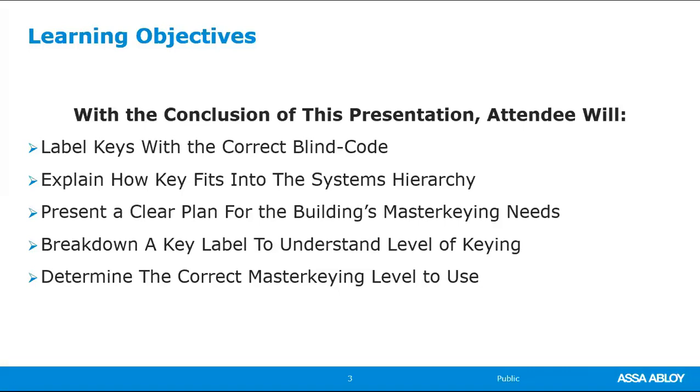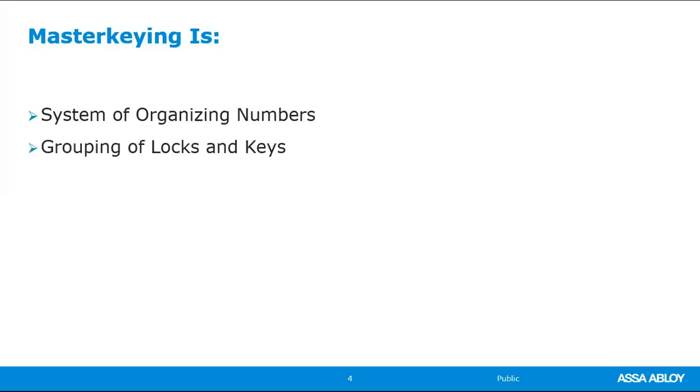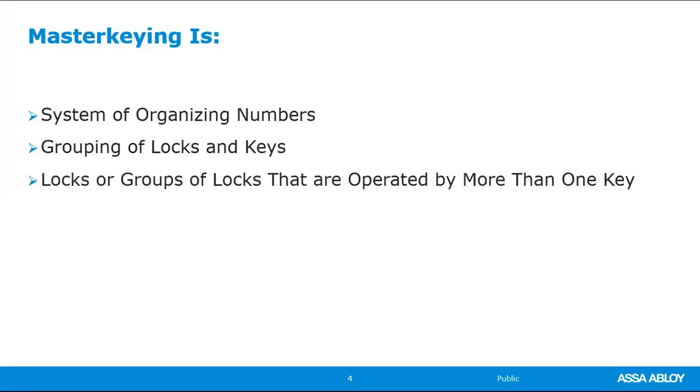Okay, so we'll get started, and we're going to discuss exactly what we mean by master keying. So, what do we mean by master keying? Well, one thing about master keying is it's a system of organizing numbers. Another thing is we group locks and keys with master keying. And we've got locks or groups of locks that can be controlled by more than one key.